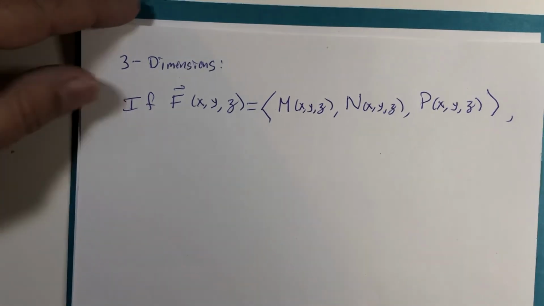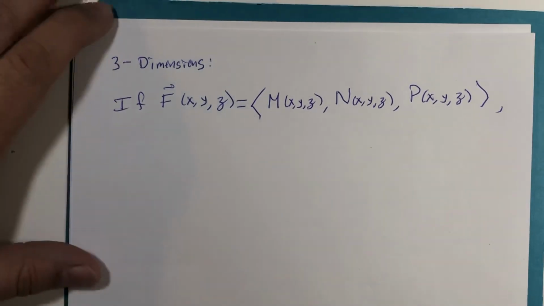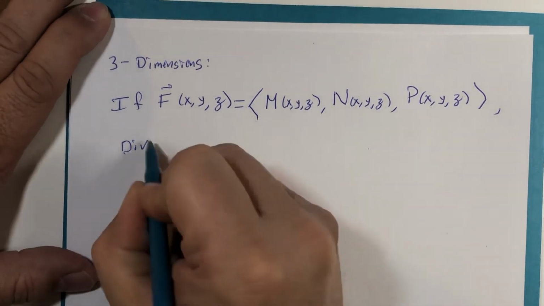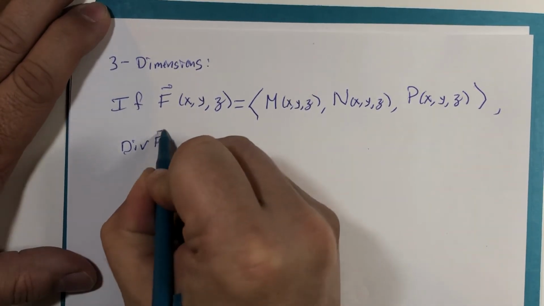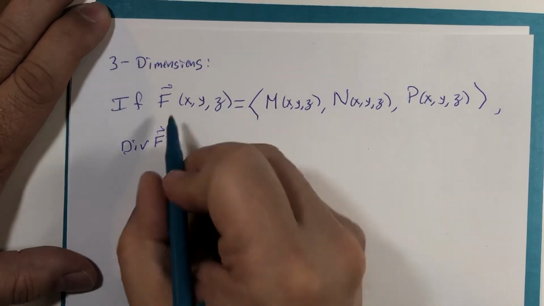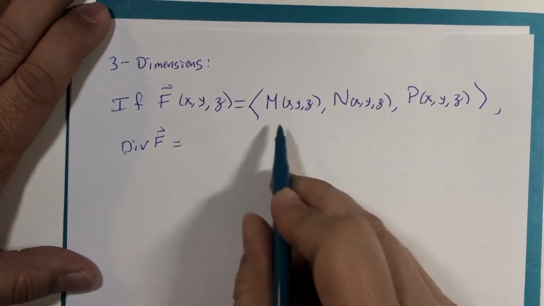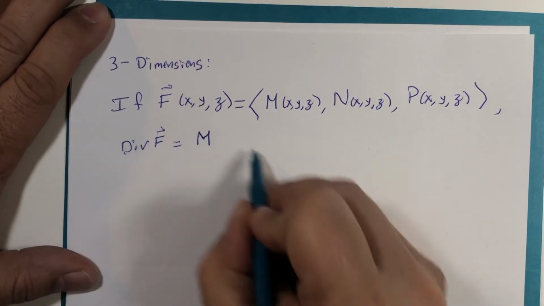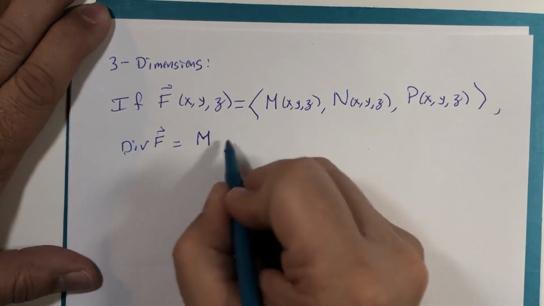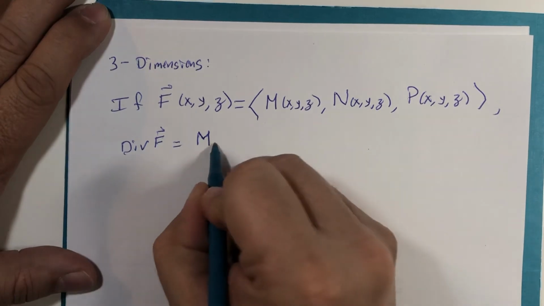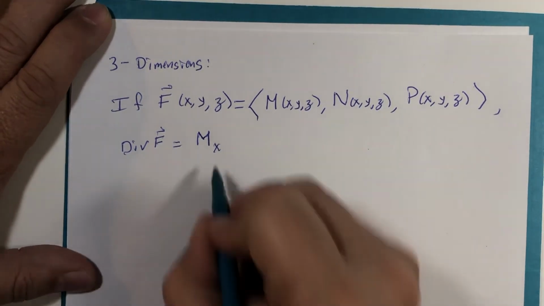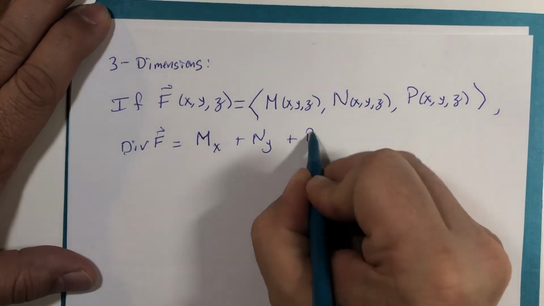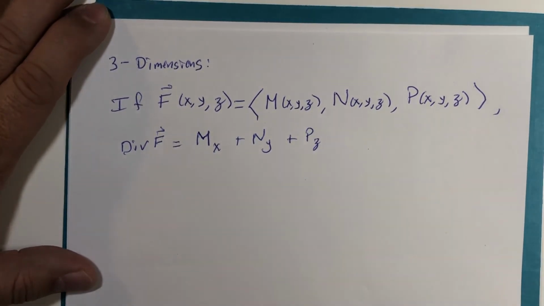If our vector had 3 components, the divergence of that vector field would be each term's appropriate or matching partial derivative. So m with respect to x plus n with respect to y plus p with respect to z.